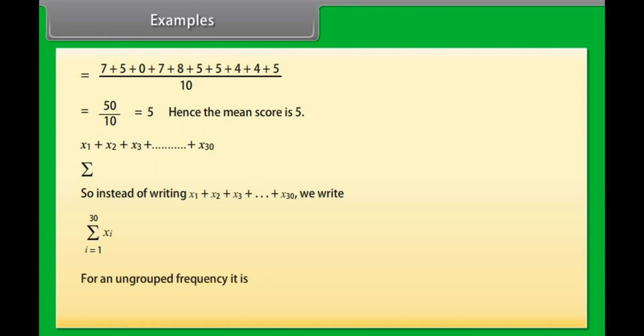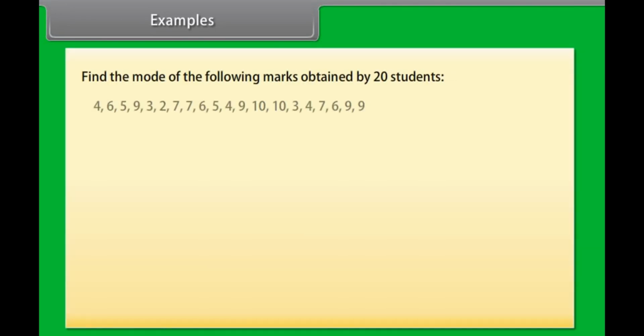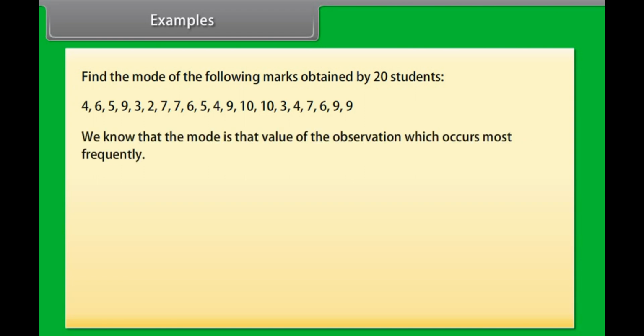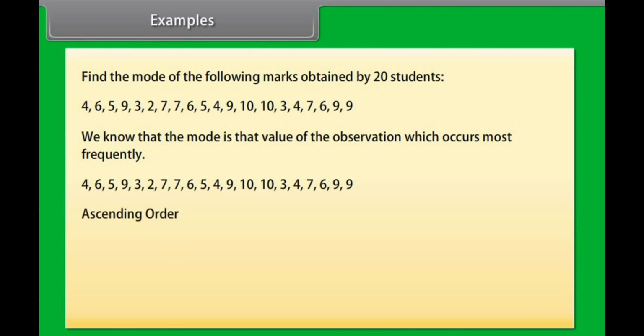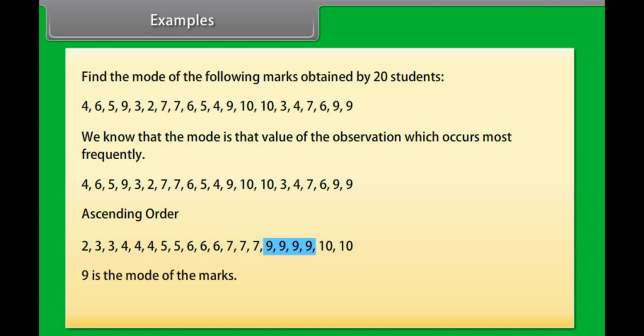Examples for an ungrouped frequency distribution. Find the mode of the following marks out of 10 obtained by 20 students. We know that the mode is that value of the observation which occurs most frequently. Let's arrange these marks in ascending order. We can see that 9 is occurring most frequently. So we can say that 9 is the mode of the marks.